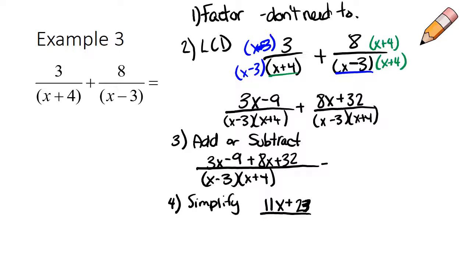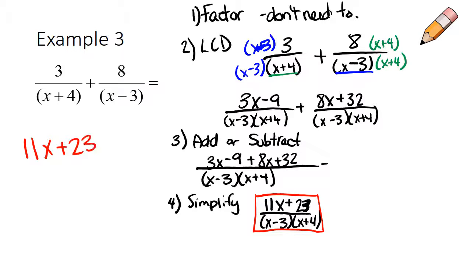The denominator is already simplified. So let's take care of that. I want to take a look at that numerator and see if it has a GCF. In this case, 11 and 23 don't have a common factor. So that ends up being my final solution. I end up with 11x plus 23 over x minus 3, x plus 4.